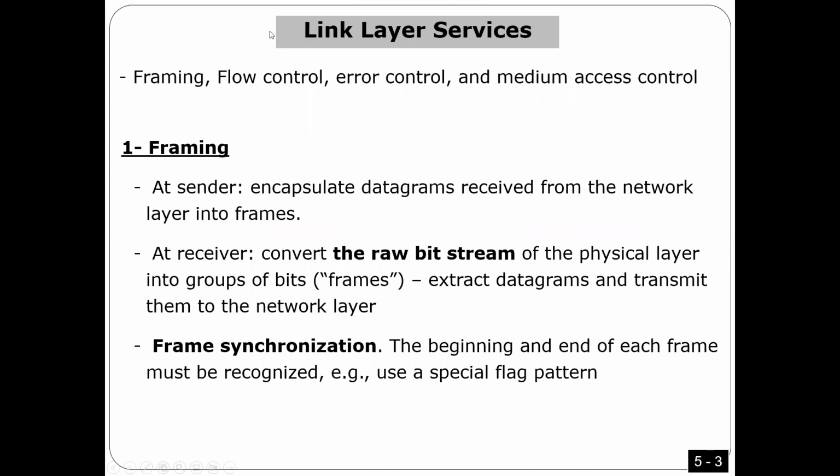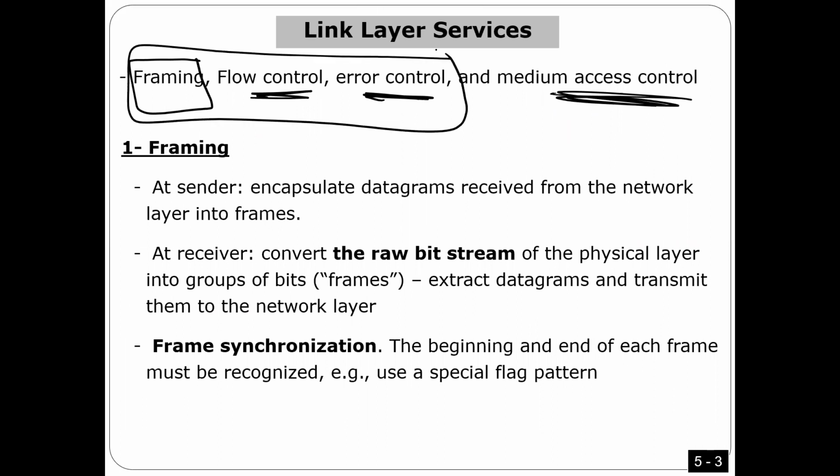What kind of services are provided by the link layer? The first services are framing, flow control, and error control. Also we have medium access control. In this chapter, I'm going to explain these three: framing, flow control, and error control. In the next chapter, I'm going to explain medium access control. Again, don't be confused, because here in the link layer, anything I explain is just between two adjacent devices.